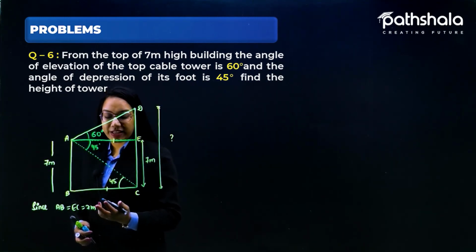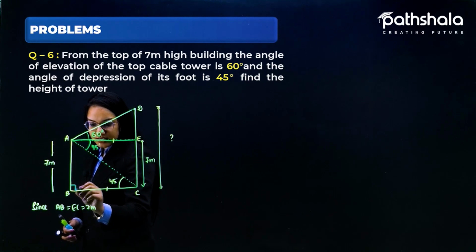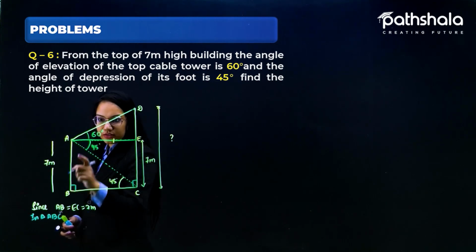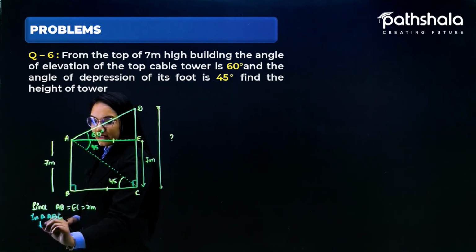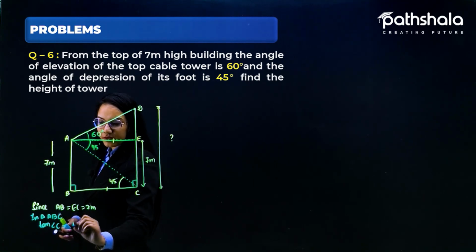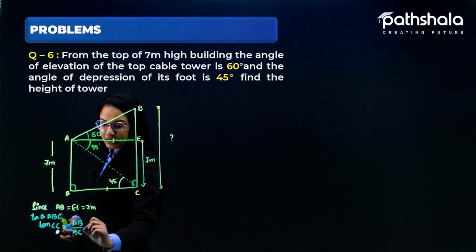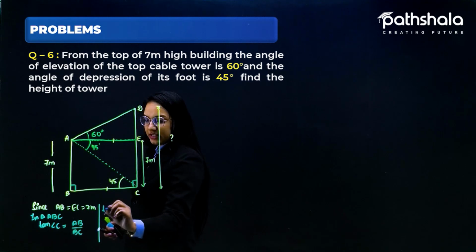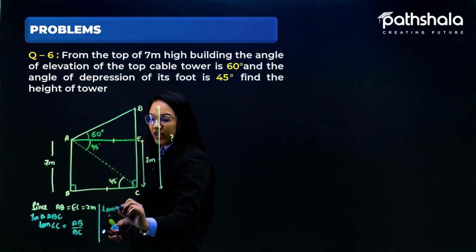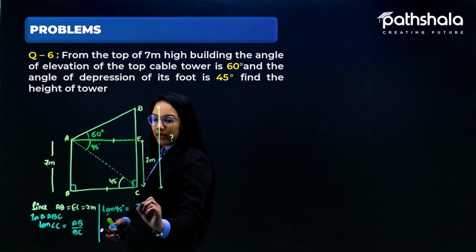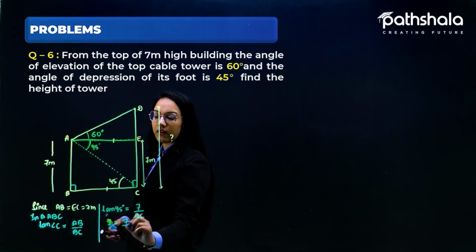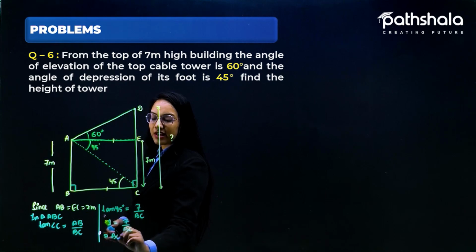Now let's calculate this BC. How can we calculate BC? As you can see, this is a 90-degree formation. So in the triangle ABC, we know that the tangent of angle C is the perpendicular by the base, AB by BC. Using this concept, we can find BC. We have tan C, and C is 45 degrees. So tan 45 equals AB by BC, AB is 7 and BC remains as it is. We know that tan 45 is 1, so 1 equals 7 by BC. Hence at the end we get BC as 7 meters.